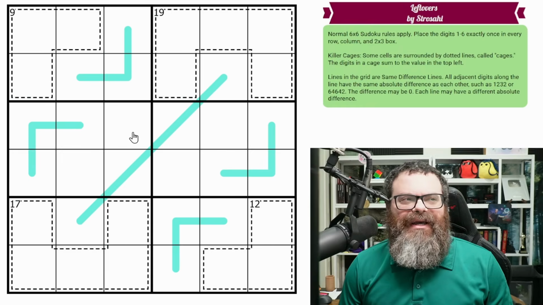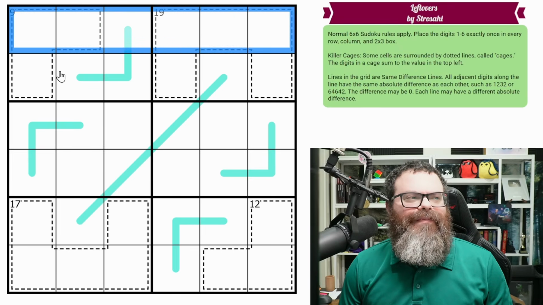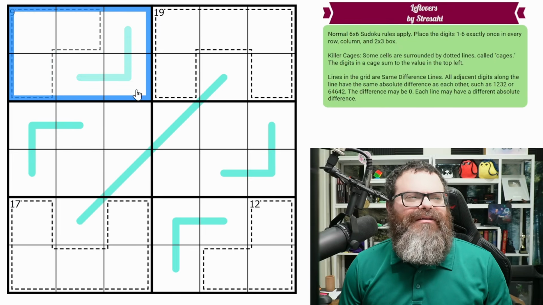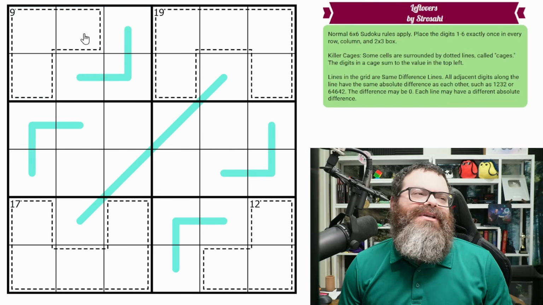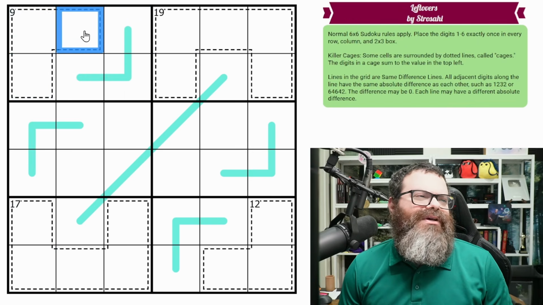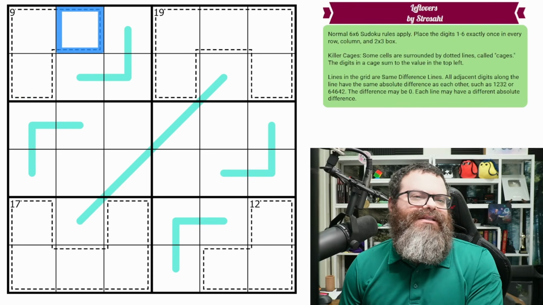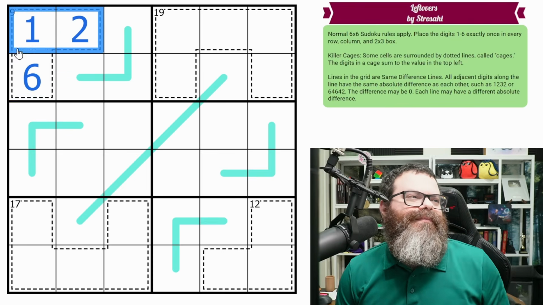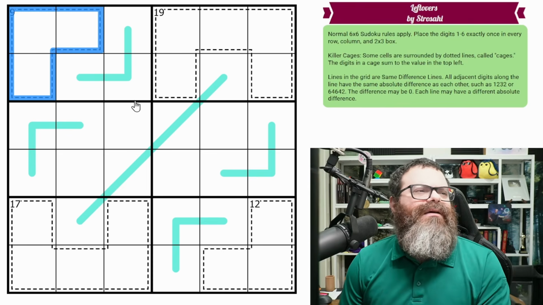So we have normal 6x6 Sudoku rules. That means in each row, each column, and each 2x3 box, we are placing the digits 1 to 6 exactly once each. We also have killer cages in the grid. Digits in a cage sum to the value in the top left. So these three would sum to 9. Maybe it's 1 here, 2 here, and a 6 here. 1, 2, 6, that's 9. One way to do that.